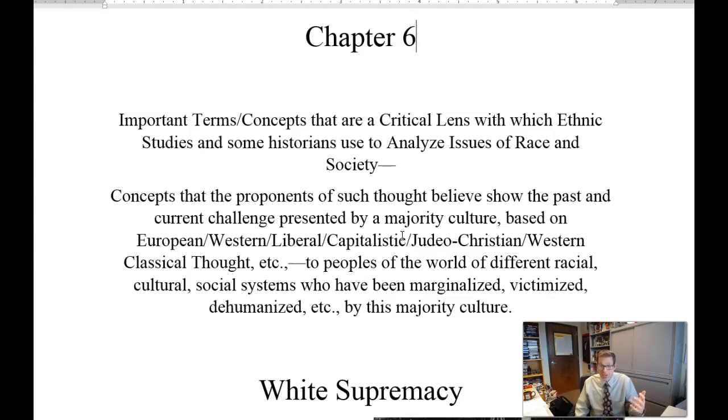Liberal means individual rights as conceived of in the Western context. Capitalistic, that's the economic system. Judeo-Christian, Western classical thought, that's combining Judaism, Christianity with classical Greek and Roman thought. All of those pulling together into a general European conception of the world and how it functions. And people with that thought, in how they look at different racial, cultural, and social systems, usually those minority systems are often marginalized, victimized, and dehumanized by this majority in Western culture. Again, there's a lot there. Some of that's controversial, some of that's pretty obvious. I won't go too deep into that, but it's a little background for what's coming up.